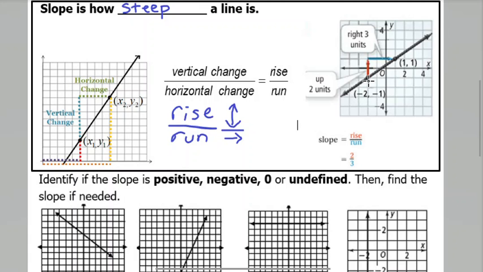So if you look at this example over here, I see I have 2 points on my line. How many units up did it have to go? It had to go up 2. And how many over? 1, 2, 3. Had to go over 3. So my slope, or my rise over my run, is 2 over 3, or 2/3.